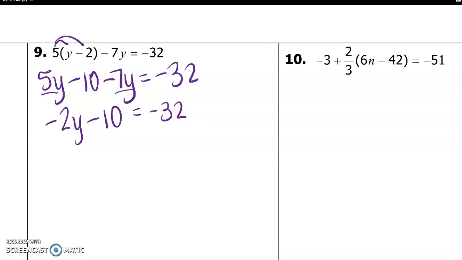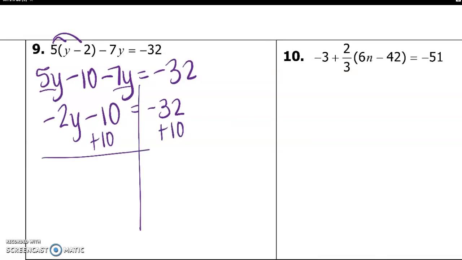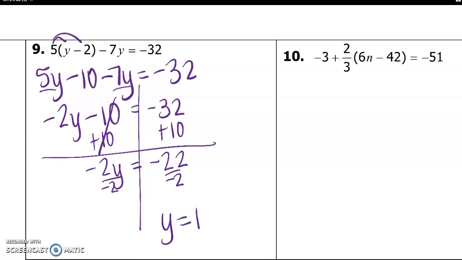Now you can go ahead and solve things by moving it side to side. And I know that's a lot of extra writing and a lot of extra work, but that's how it needs to be done. So now we would add 10 here and add 10 here. If you like the line, draw it in there. That goes away. Negative 2y equals negative 22. Divide by negative 2, y equals positive 11.